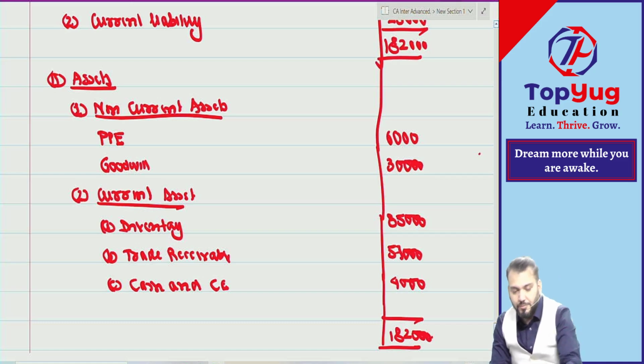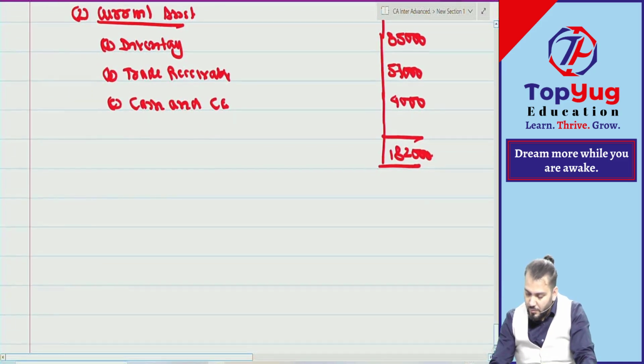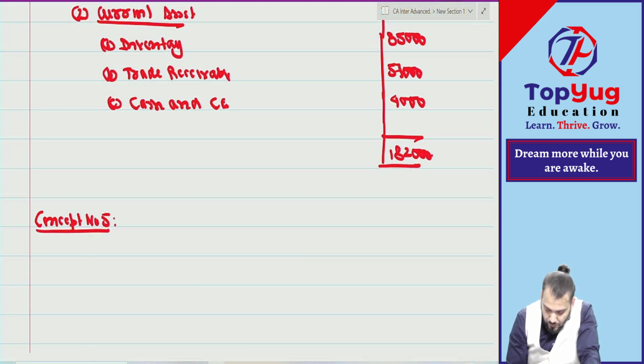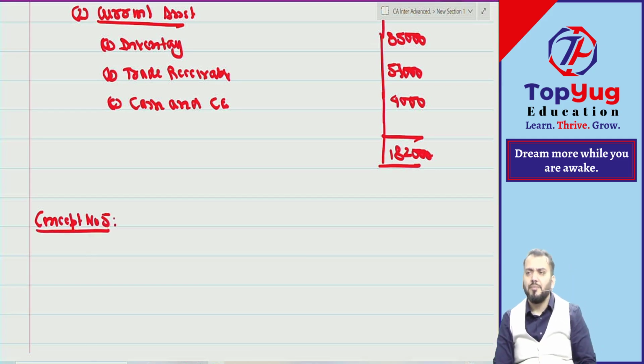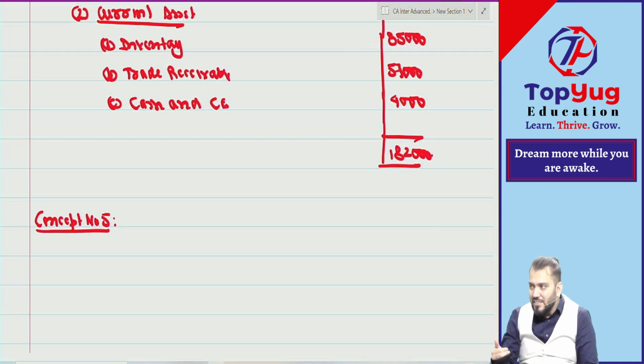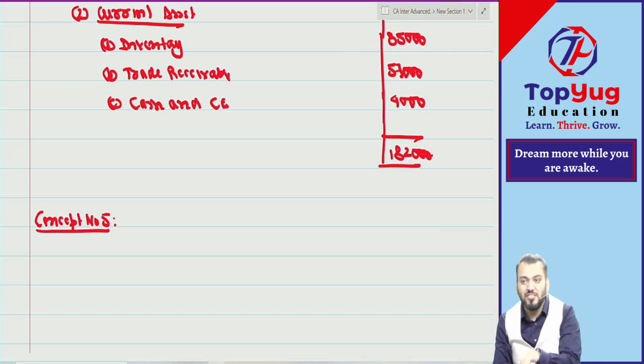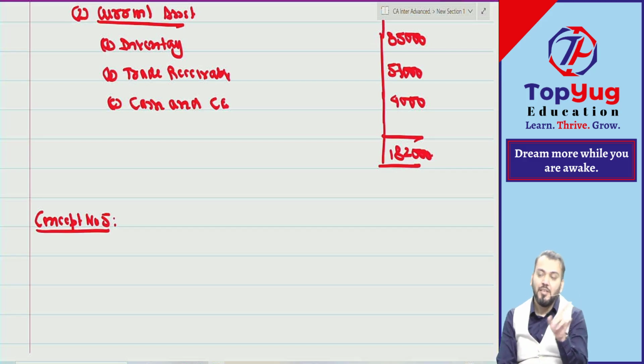Write down one more concept. Concept number 5. Now what happened? In this chapter they may ask you admission, retirement, death also. But that is not in our syllabus. That was where? In foundation.